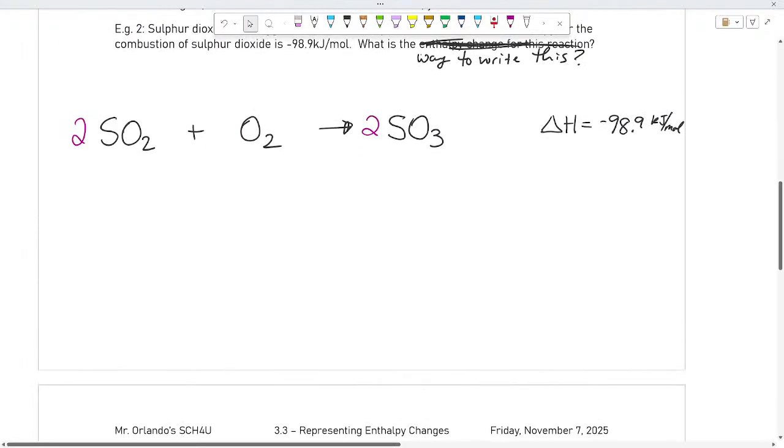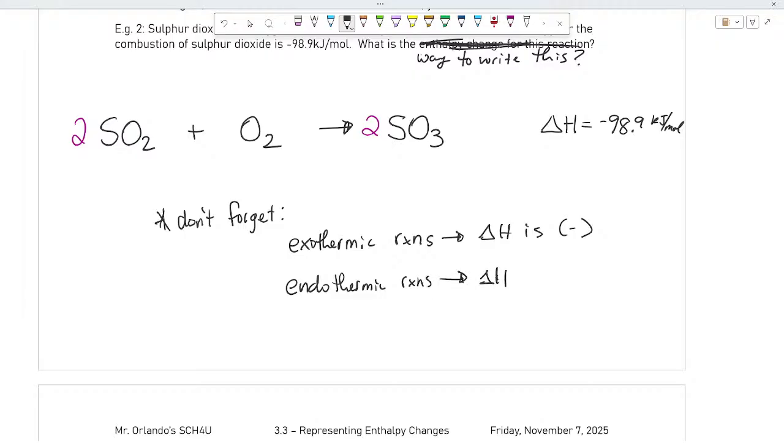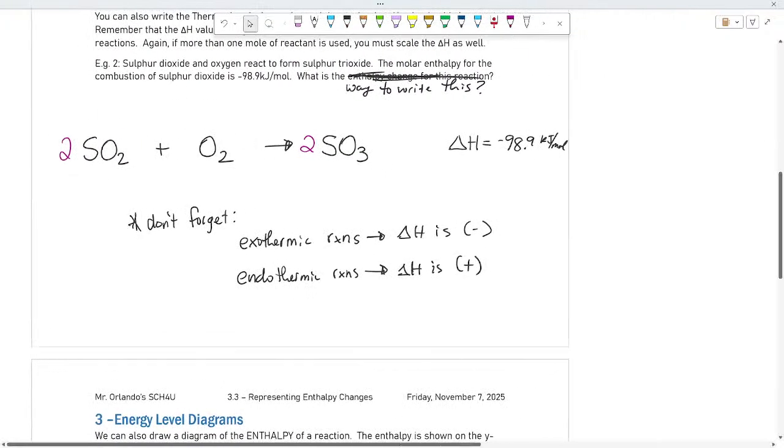And again, we've already said this a million times, but don't forget, for exothermic reactions, delta H is negative. And for endothermic reactions, delta H is positive. Good. All right, we want to make sure we're keeping that straight. Exothermic is negative, endothermic is positive.